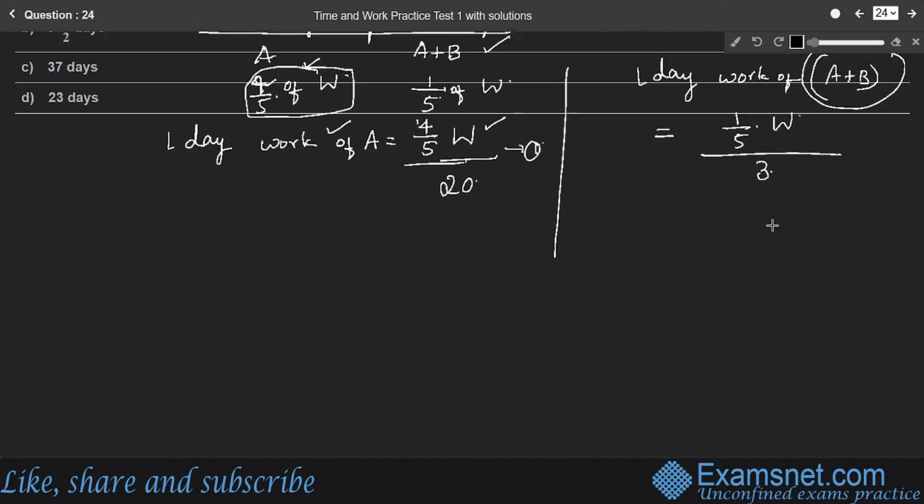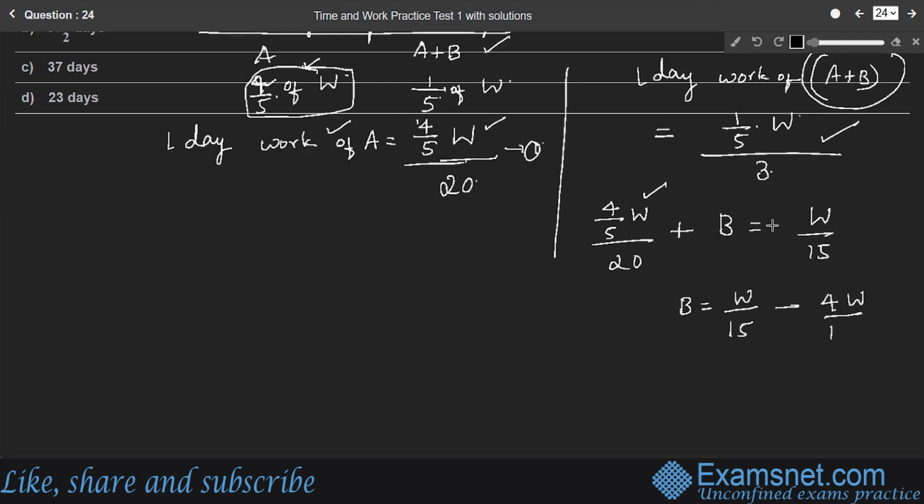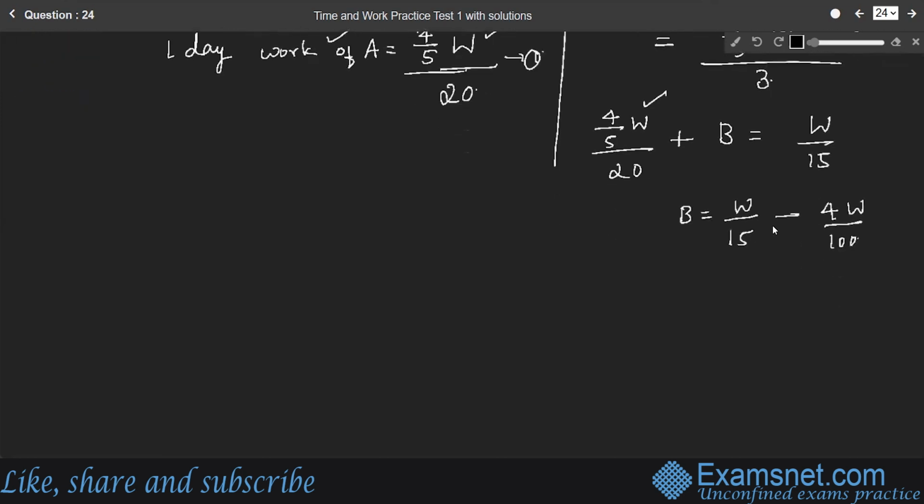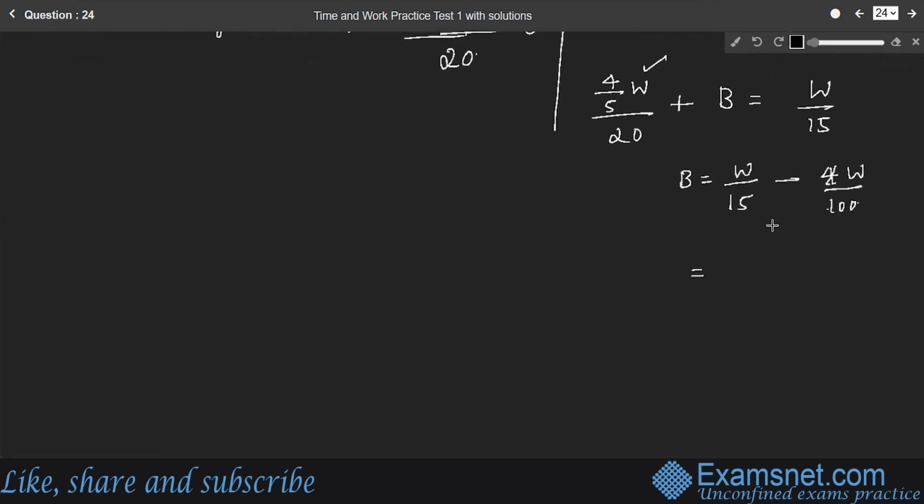So 1 day work of A is already 4/5 into W whole divided by 20, plus 1 day work of B is equal to this RHS part, W by 15. Simplify it. So here B is equal to W by 15 minus, when you simplify it, 4W by 100. Here 4 by 100 becomes 1 by 25. Since 150 is the LCM, it becomes 10W minus 6W.